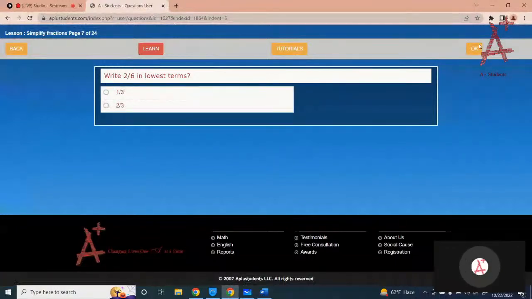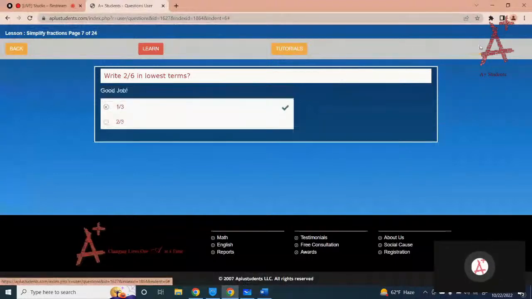Okay, write 2 by 6 in lowest terms. So which is the lowest term for 2 by 6? It is 1 over 3. Got it? Divide them by a common number, that is 2. So it would be 1 over 3. Got it?